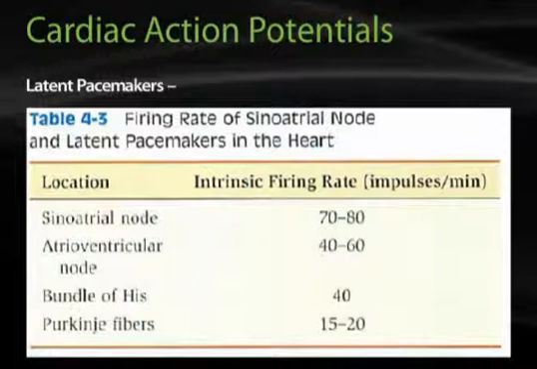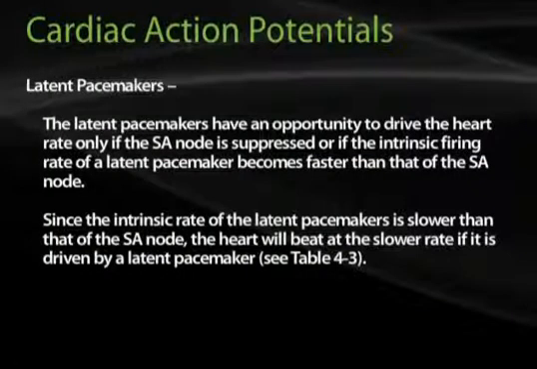Table 4-3 is shown again here, that shows the intrinsic firing rates of the different sinoatrial node and latent pacemakers of the heart. The point to take away is that the sinoatrial node has the fastest firing rate, therefore it overdrive suppresses the other possible pacemakers downstream.